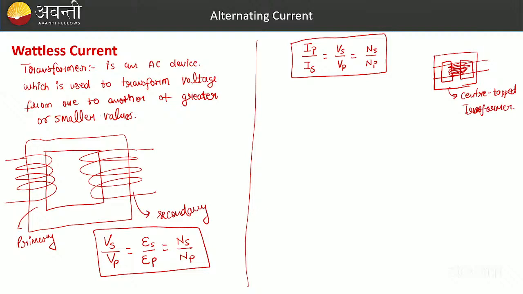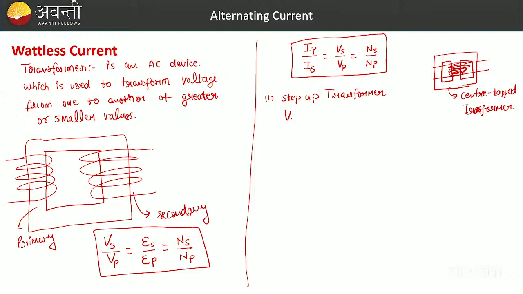ठीक है. अब यहाँ से there are two types of transformer based on the uses of it. First one is step up transformer, which increases the value of the voltage, which means the voltage across the secondary will be less than, sorry, this is stepping up ना.